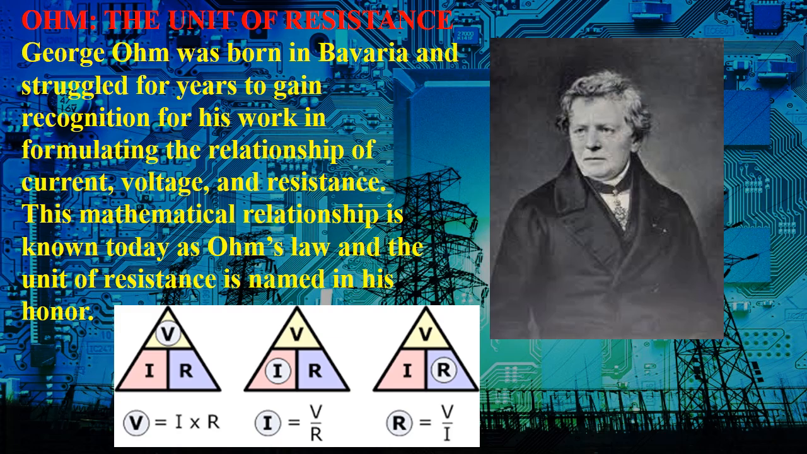The unit of resistance: George Ohm was born in Bavaria and struggled for years to gain recognition for his work in formulating the relationship of current, voltage, and resistance. This mathematical relationship is known today as Ohm's law, and the unit of resistance is named in his honor. So that's George Ohm there.